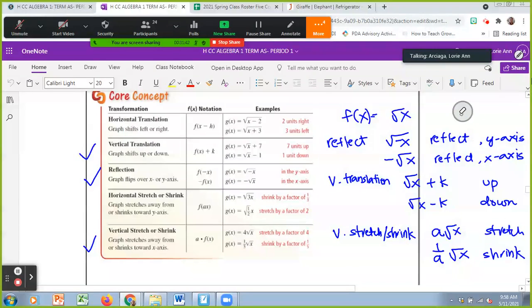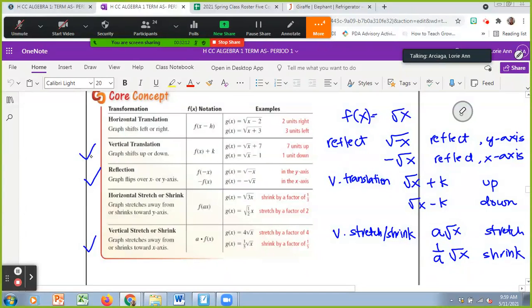So reflect is when you multiply by a negative, either inside the radical or outside the radical. Translation up if you add, translation down if you subtract outside the radical sign. Does that make sense? Vertical stretch if you multiply by a number before the radical, and then vertical shrink if you multiply by a fraction between 0 and 1 before the radical symbol.